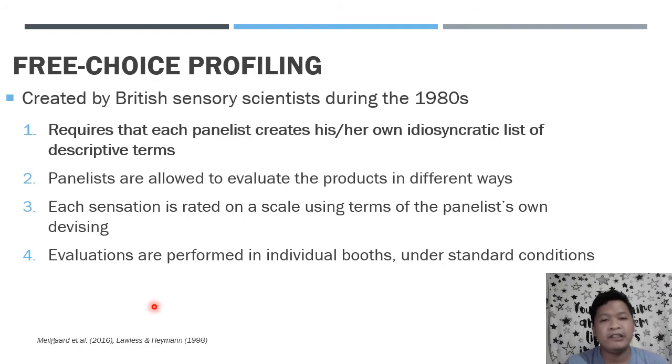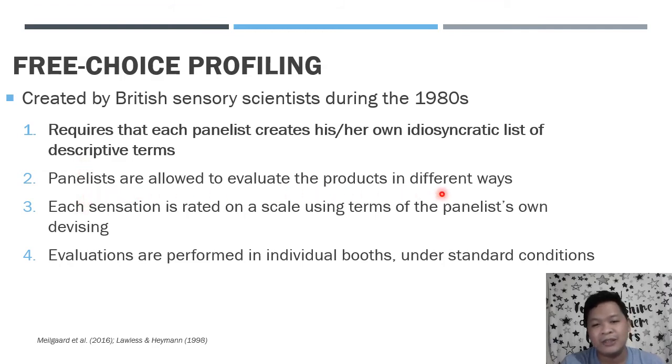On the other hand, in the 1980s, they developed an approach that's seemingly contradictory to the previous one, called free choice profiling, simply because the panelists can make their own list of descriptive terms and they're allowed to evaluate the product in their own way. So anything goes.